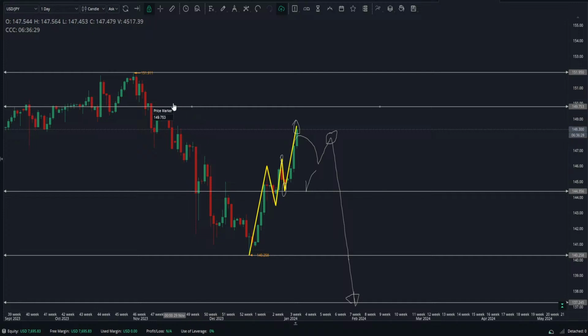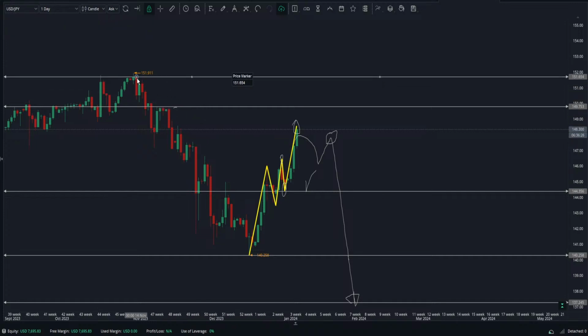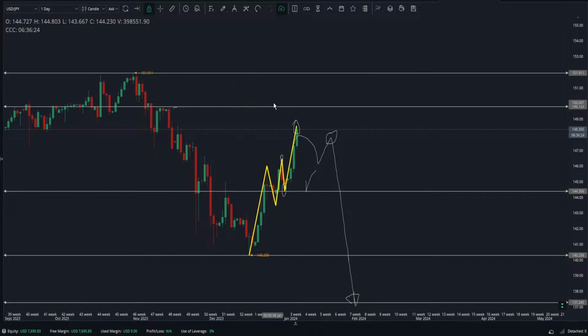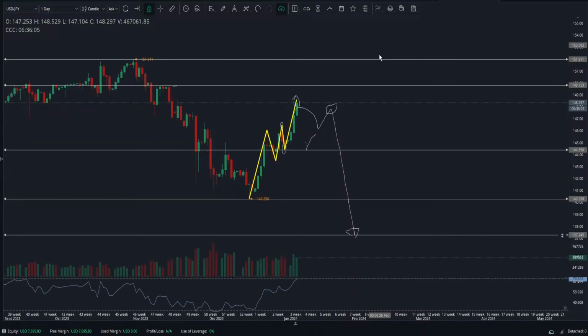Thereafter we have a target of 151.91. Okay, so these are your targets. Got it? 144.35 is the support now, 149.75 is the resistance, and if that is taken out, then 151.91 will be your next resistance. Guys, any question do you have for me?